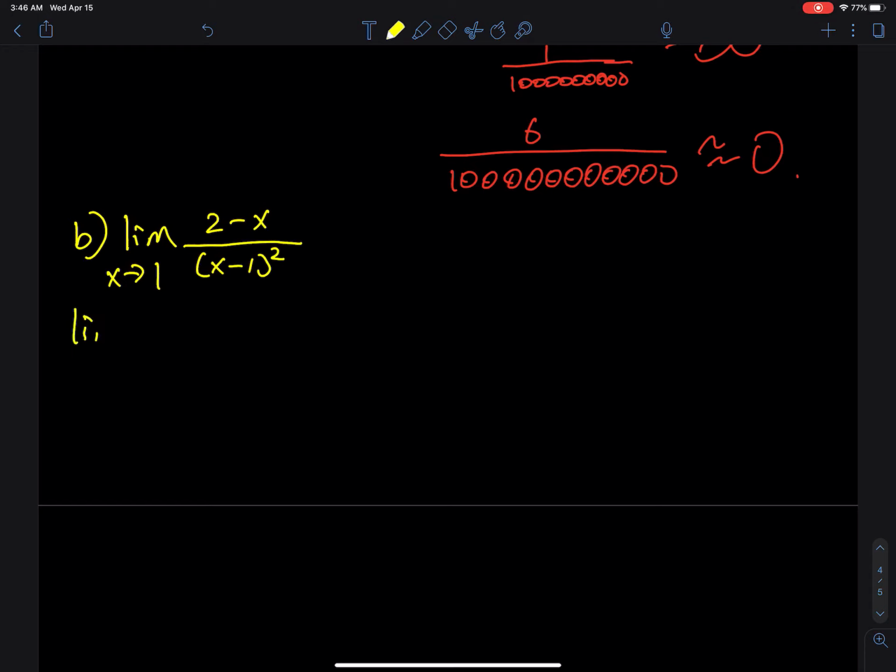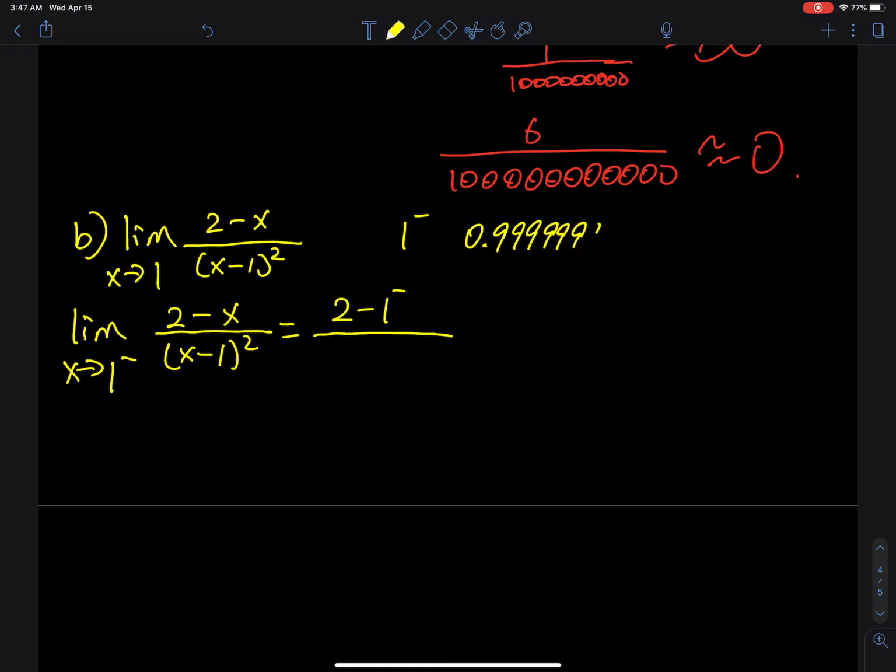So we check the limit as x approaches 1 from the left. This is (2 minus x) divided by (x minus 1) squared. And then 2 minus 1 minus is just equal to 1, right? But the denominator is interesting. You have to think. You have to do this in your mind. You have a 1, something that is slightly less than 1. So how about this?